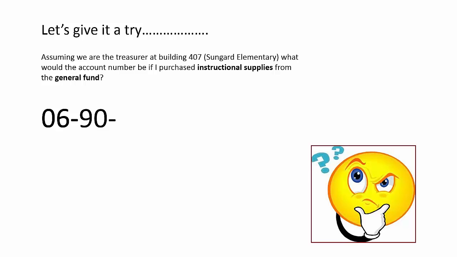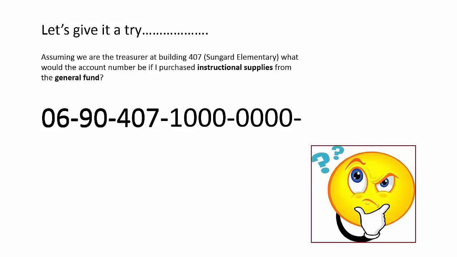The next section is the location. I indicated in my example that there's a building 407. That would need to be an actual brick and mortar location. You would want to use whatever your building number is. Next, we're asking, why are we buying this? If you remember, the function is the why of why we buy. In this case, I said we're buying instructional supplies, so it's for instruction. The instruction function is 1,000.